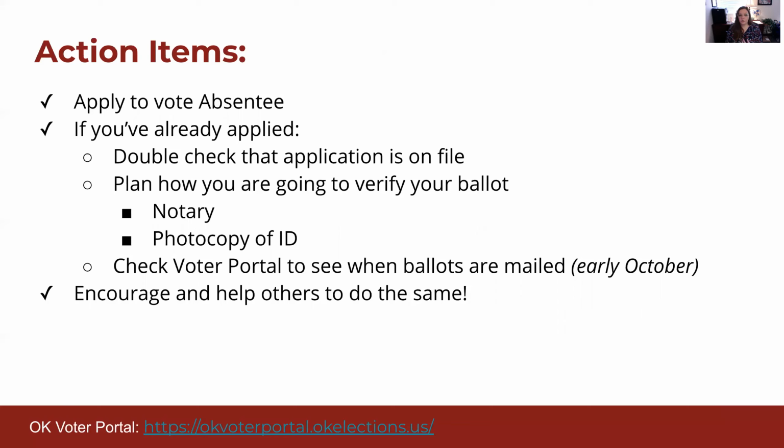But are you going to get a notary? Are you going to do the photocopy of your ID that is valid because of the COVID-19 provisions that were passed by Senate Bill 210, which will be active for this upcoming election, as they were for the last 2, the primary and the runoff primary election. And then check the voter portal to see when your ballots are being mailed. And typically that will happen in early October.